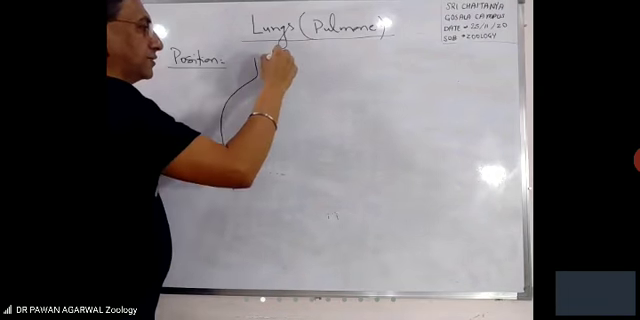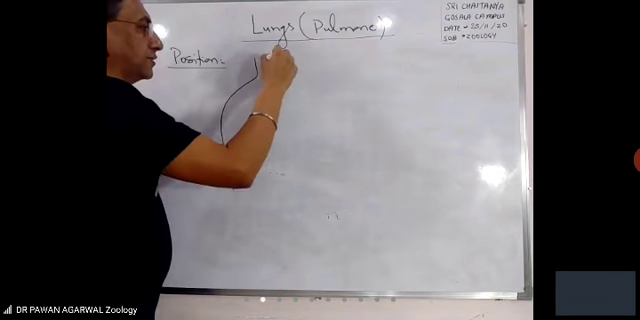The space between the two lungs, this is the right lung and this is the left lung, is known as the mediastinum. What is the name of the space which is present between the two lungs? That is known as the mediastinum.